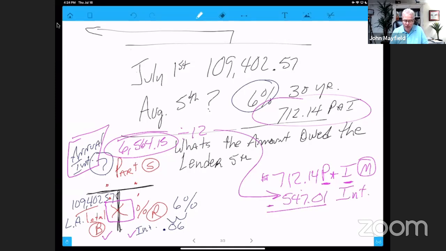So I'm going to put $712.14, that's monthly principal and interest, subtract 547.01, I get $165.13, and that's the principal part of the payment. Everybody with me there? So just to walk back through, I know that's a lot of stuff on my iPad, and I apologize, hopefully you can read it.